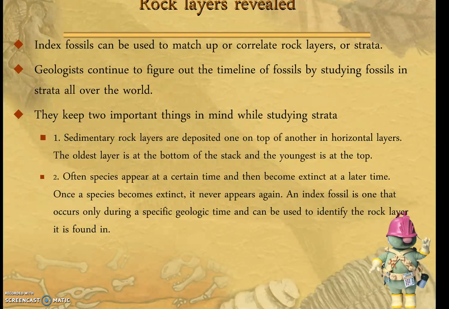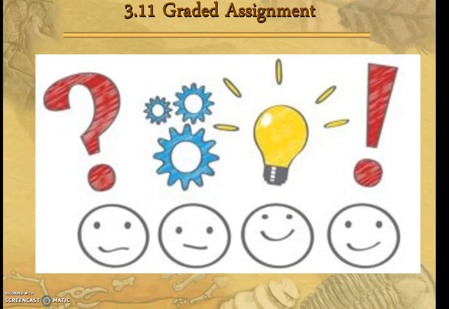So that's what the teacher-graded assignment for this unit, which is lesson 3.11, is about: index fossils. When you complete that assignment, you're going to be placing index fossils in the correct rock layer and then correlating it, or comparing it, to another layer of rock to see if you can match up which layers were formed at about the same time. So as I was saying, that brings us right into the 3.11 graded assignment. The flipped follow-up this week will be the 3.11 graded assignment.